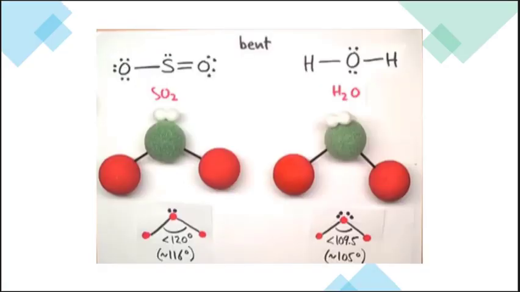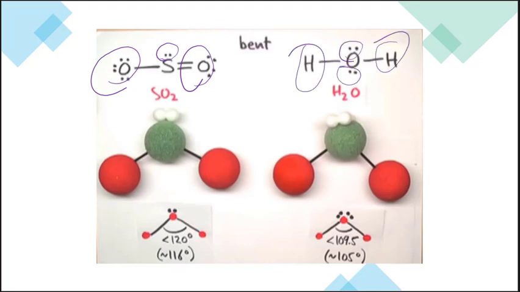And here is just another example looking at our Lewis dot structures of 2 different bent molecules, but the electron geometries are different for both of these. Notice I have 1, 2, 3 things. So this electron geometry would be trigonal planar. Off of water, I have 1, 2, 3, 4 things. 2 atoms, 2 lone pairs. Both bent structures. Angles are going to be a little different though.